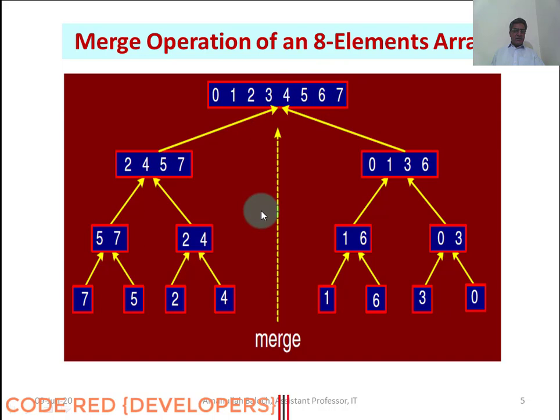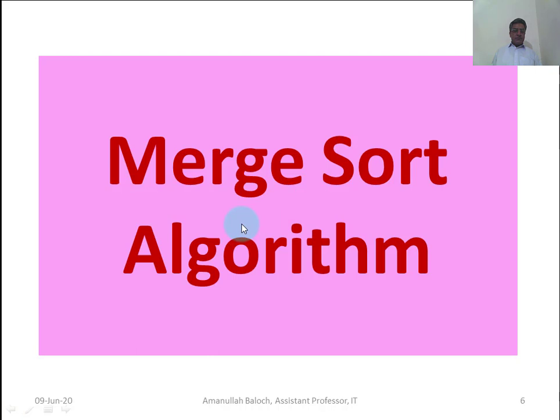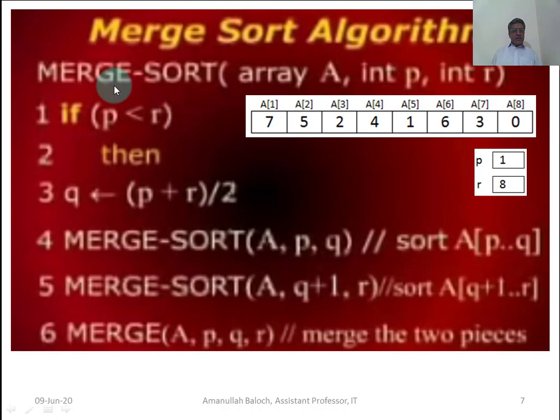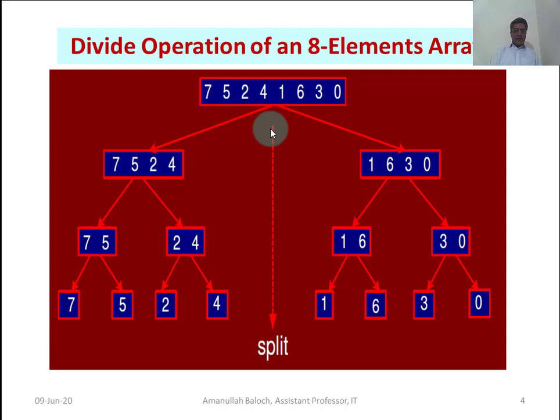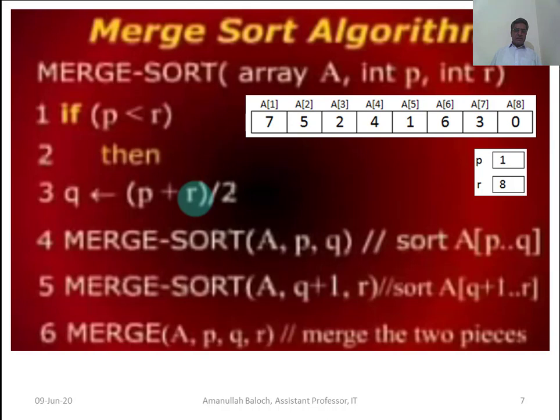Merge sort algorithm. What is the merge sort algorithm? The requirement of the merge sort algorithm is an array A. We have an array A, A[1], A[2], A[3], up to A[8], an 8-element array with values 7, 5, 2, 4, 1, 6, 3, 0. We have already discussed these values in our previous slides. You may see here 7, 5, 2, 4, 1, 6, 3, 0. We named this array A. This is the A array. So we pass this 8-element array to this variable A.